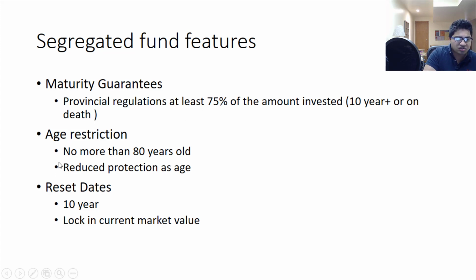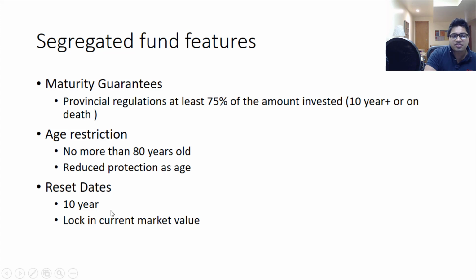Age restrictions, so no more than 80 years old. If you are buying a segregated fund, it is generally not available beyond the age of 80, and as your age progresses, the protection reduces. So there is reduced protection as you age.